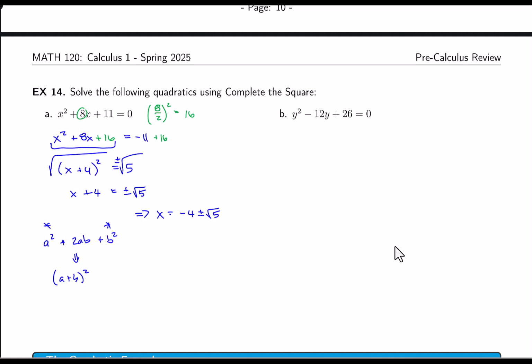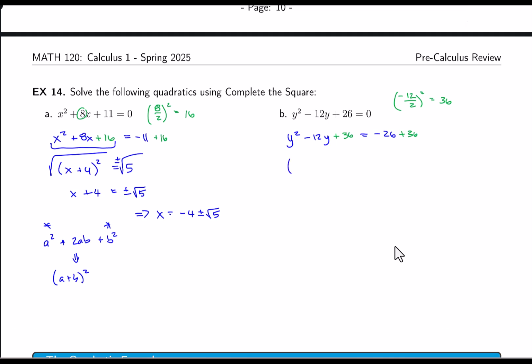So y squared minus 12y plus 26. I'll write it y squared minus 12y equals negative 26. And then the magic term, I take negative 12 divided by 2 and then square it. So that's going to be negative 6 squared, which is 36. So I add 36 to both sides.